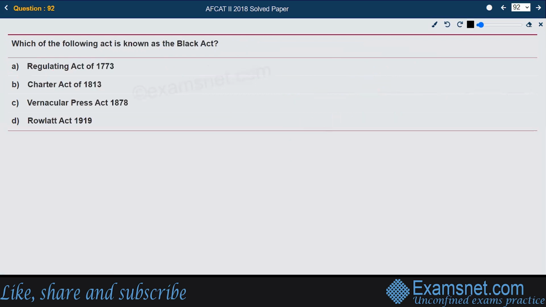Now the next question says, which of the following acts is known as the Black Act? The right answer is the Rowlatt Act 1919. This is the act that is known as the Black Act. So the right answer becomes option D.